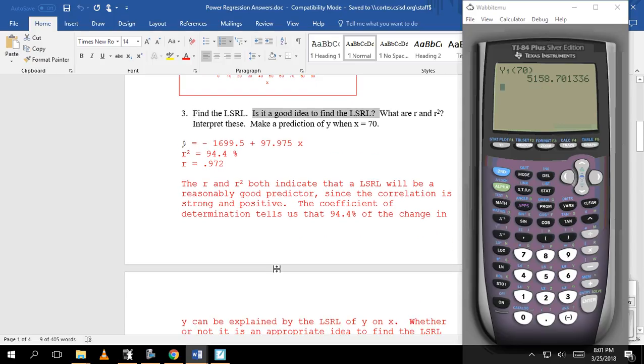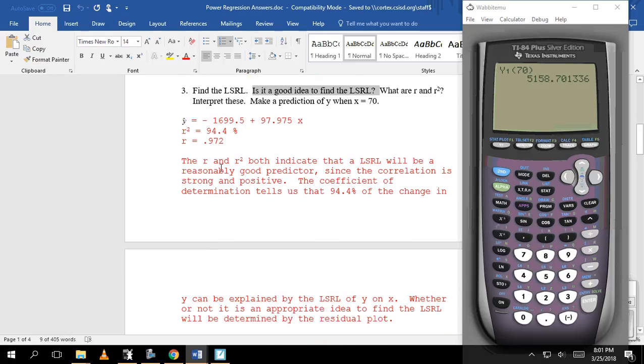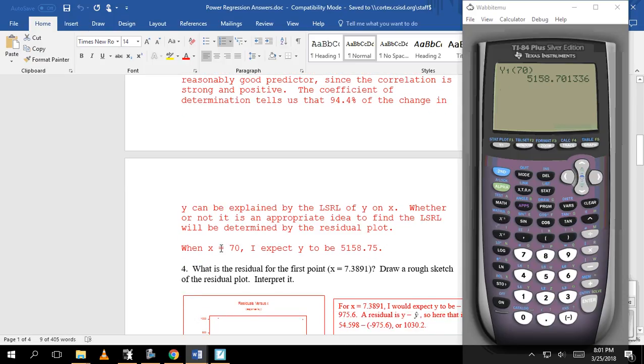Interpret these. Well, my R is pretty good. My R squared is pretty good. That means I have a strong positive linear relationship. The R squared is the coefficient of determination, telling me 94% of the change in Y can be explained by the least squares regression line of Y on X. When I plug in 70, I get this, which is what we had a second ago.